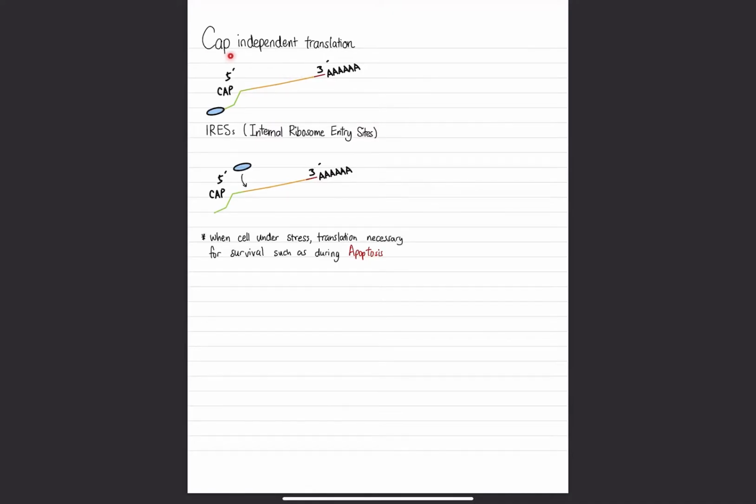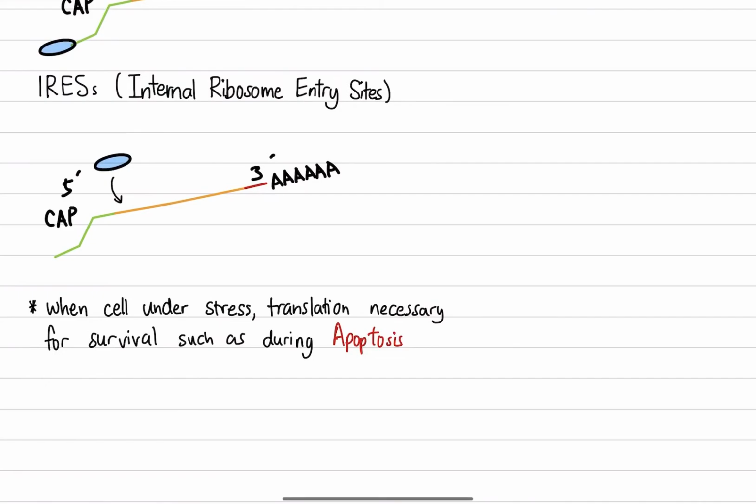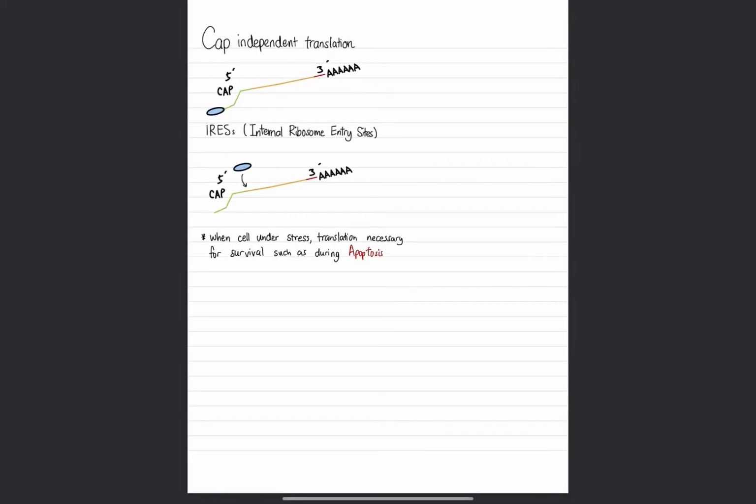But there's something called cap-independent translation, and that happens when the cell is under immense stress and it's trying to survive and it needs its necessary tools for survival, such as during apoptosis, when the whole cell is dying. It still has some kind of enzyme activity inside it. And there's something called internal ribosome entry sites. These internal ribosome entry sites allow the ribosome to enter on the mRNA without the use of the 5' cap. That's essentially what cap-independent translation is.